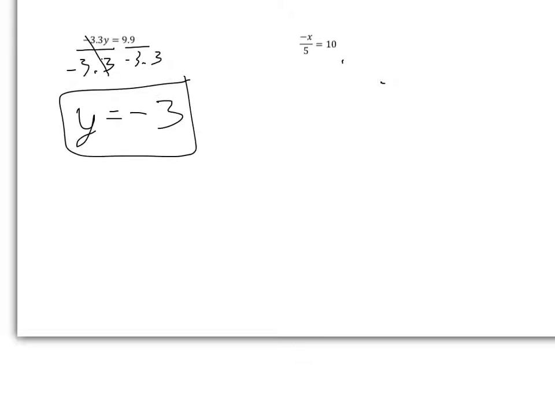That's our answer. Plugging it back in. Negative 3.3 times 3 equals 9.9. And we're good there. And that does check out.